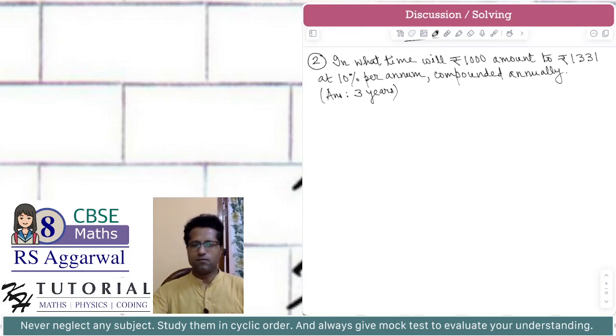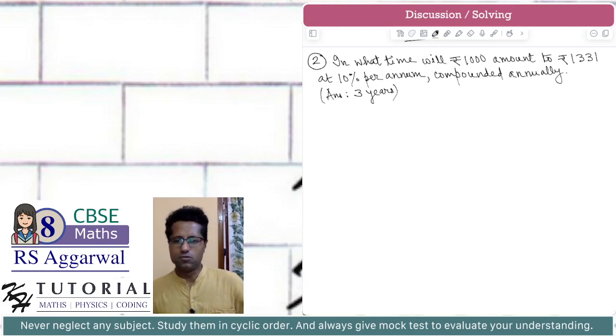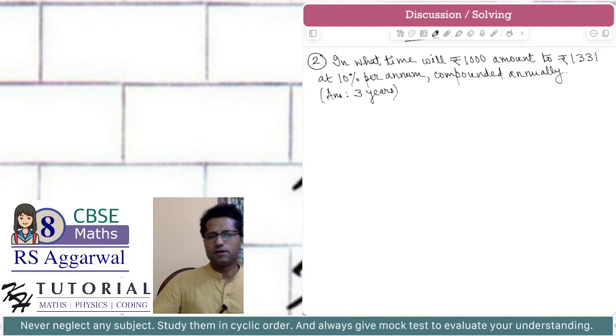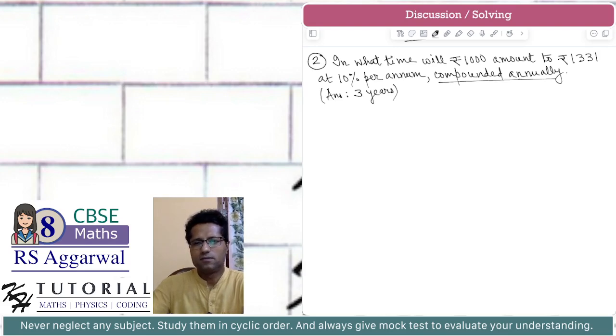In what time will rupees 1000 amount to rupees 1331 at 10% per annum, compounded annually? Okay, so what is given? Compounded annually means u is equal to 12 months. We have to find in what time, so we have to find t.